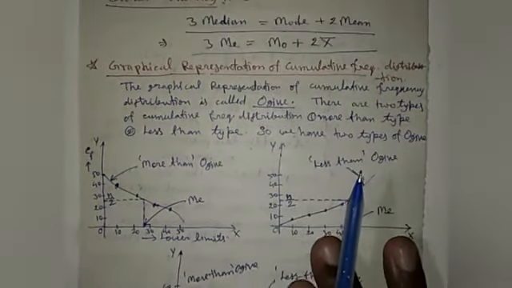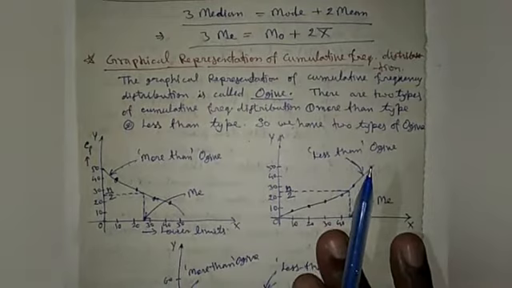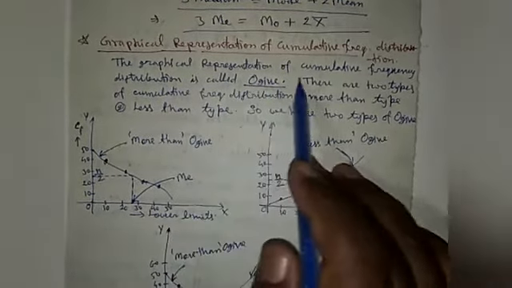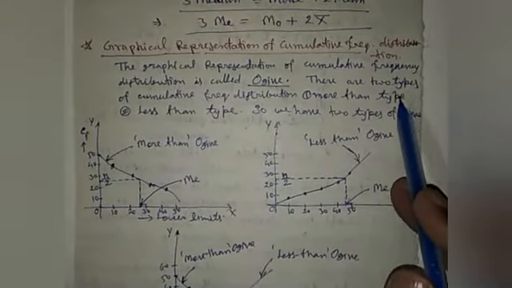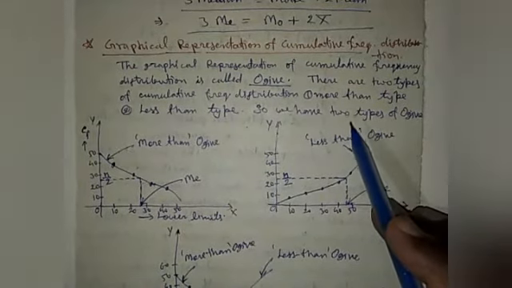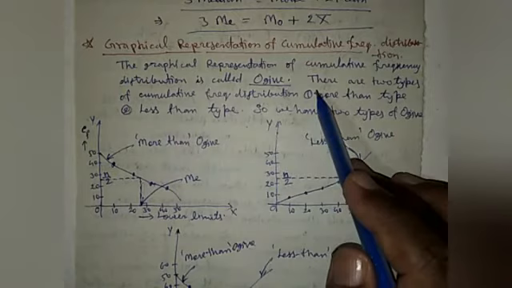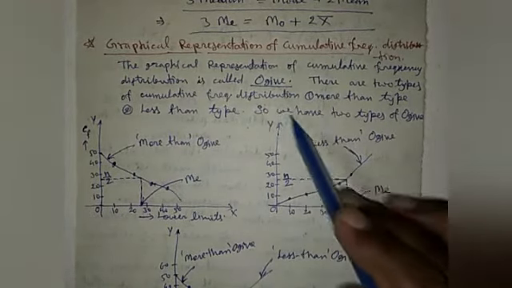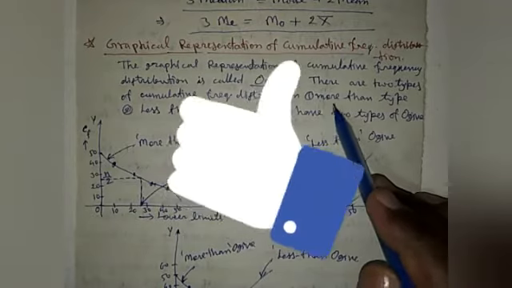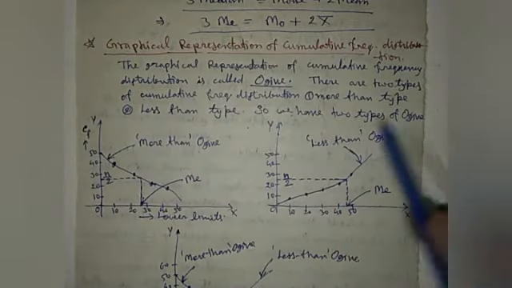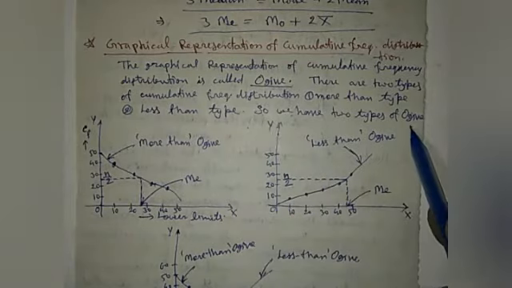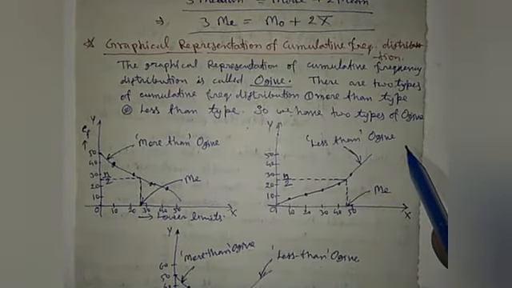Now we will see the graphical representation of cumulative frequency distribution. The graphical representation of cumulative frequency distribution is called an ogive. So here there are two types of cumulative frequency distribution. One is the more than type and the other is the less than type. So we have also two types of ogive, more than ogive and less than ogive.